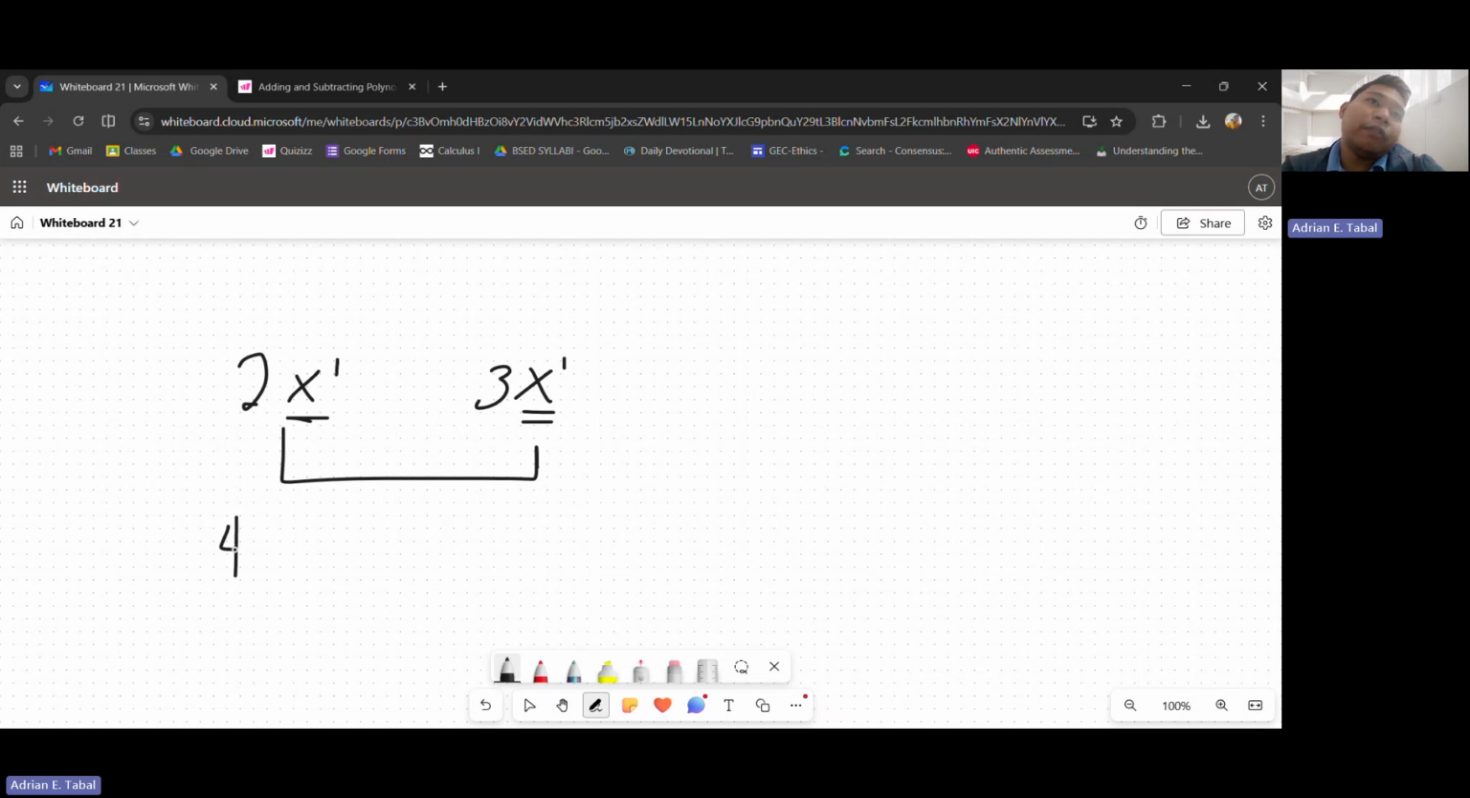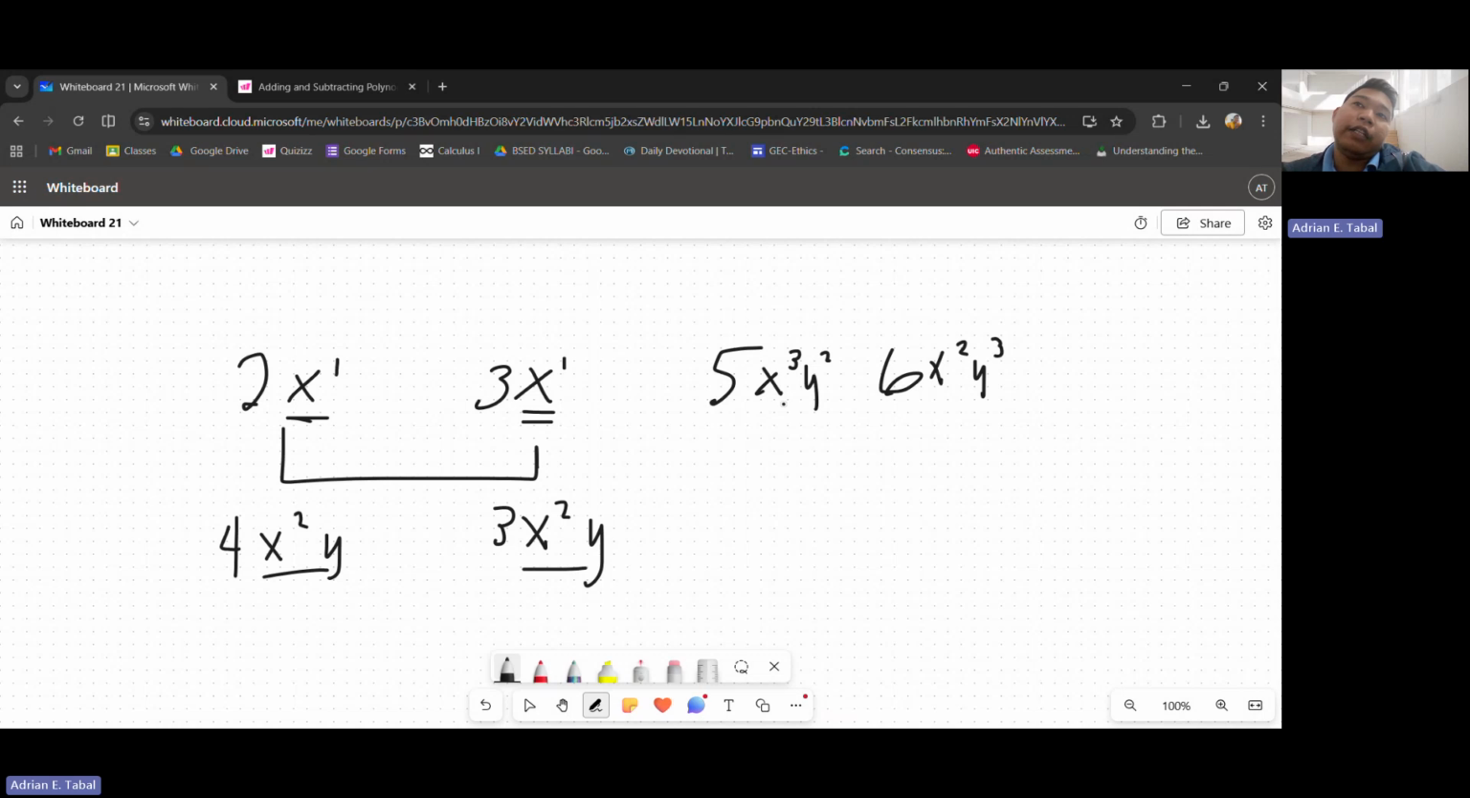Another example is we have 4x squared y and 3x squared y. So we can add or subtract these polynomials since they have the same variables and exponents of the variables. However, if they are not the same, they are unlike terms. For example, we have 5x cubed y squared and 6x squared y cubed. Though the variables are the same, the exponents are not the same, so we cannot add or subtract these.